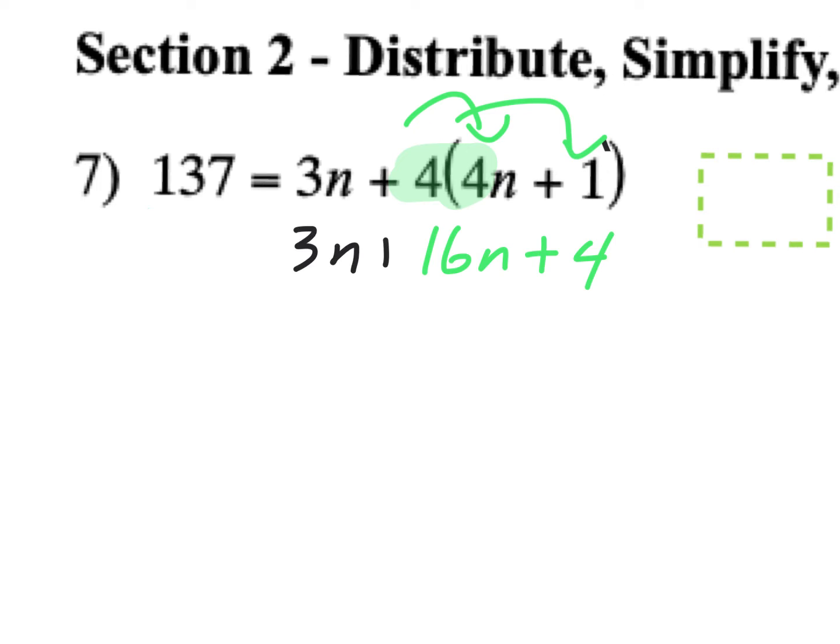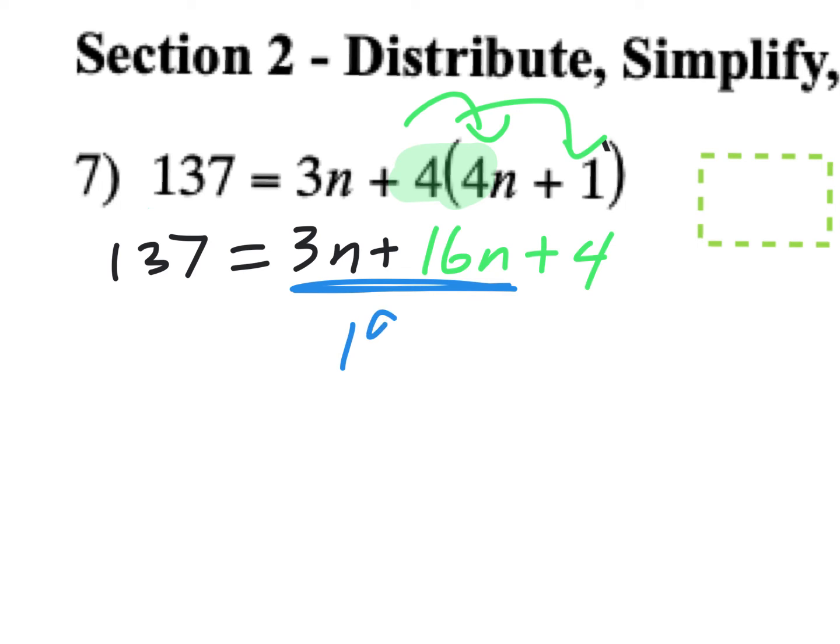And I know especially you bright kids don't like to write things down, especially as it gets more complicated and there are more steps to solve. The more you try to do it in your head, the more likely you are to screw up. So take the extra half a second it takes to write it down and make sure that you're doing it correctly. So now that I've got that out of the parentheses and I've got like terms on the same side of the equal sign, now I'm going to combine those like terms.